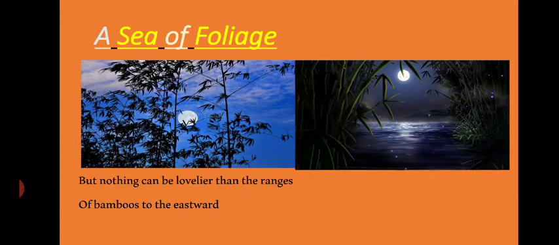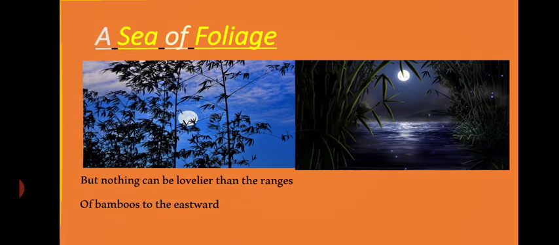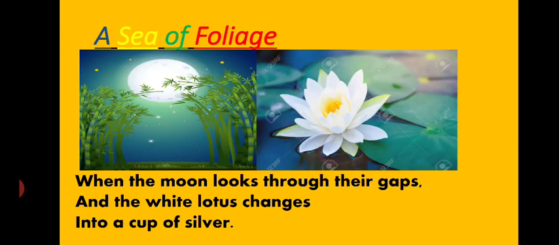The poet now tells that she has bamboo trees in her garden. There are ranges of bamboos in the eastern part of her garden. Bamboos are also tall trees. They are erect trees. These trees also make her garden look very beautiful. At night, when the moon looks through the gaps of the bamboos, her garden looks even more spectacular.